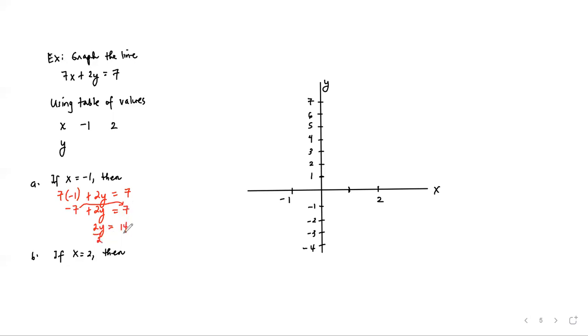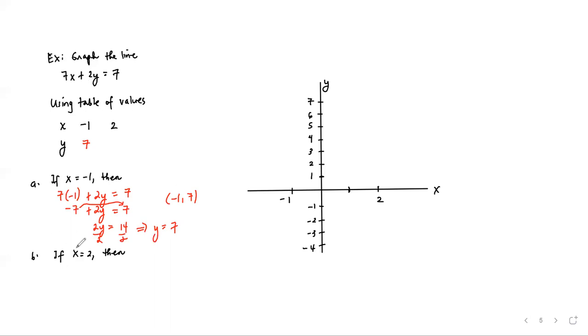And then dividing both sides by 2, we get y is equal to +7. So if x is equal to -1, then the value of y is +7. So this means that the point (-1, 7) lies on the straight line.